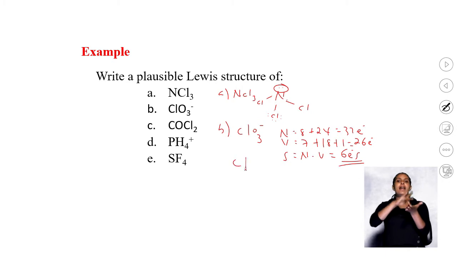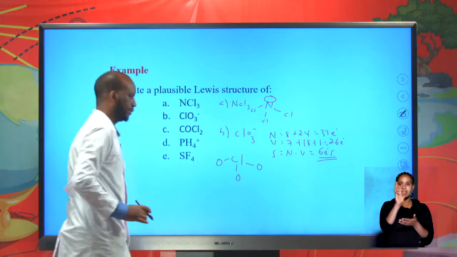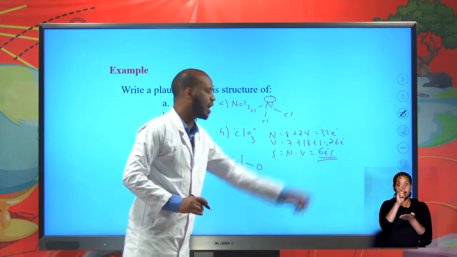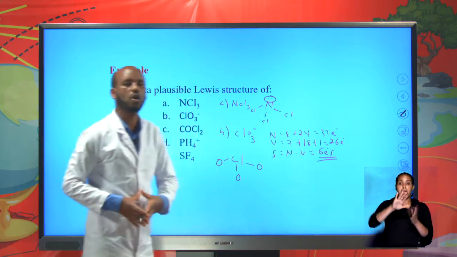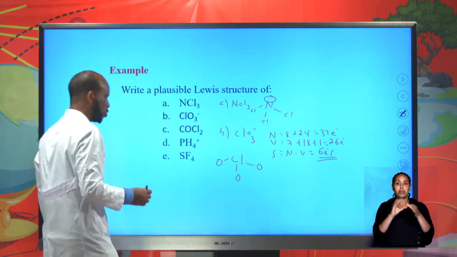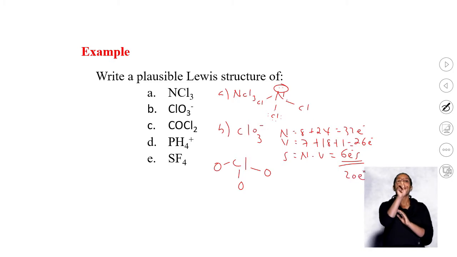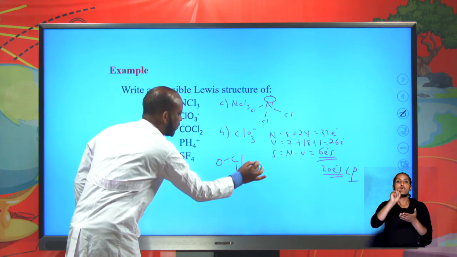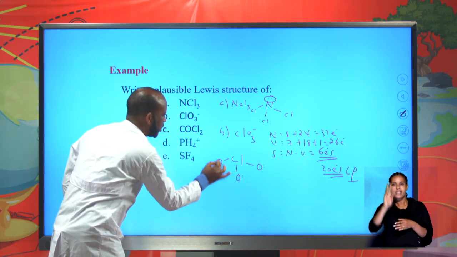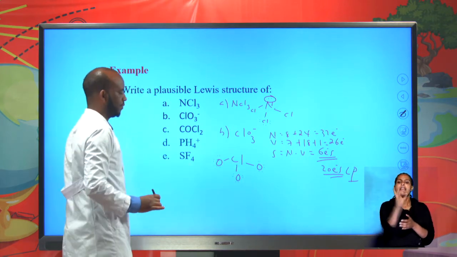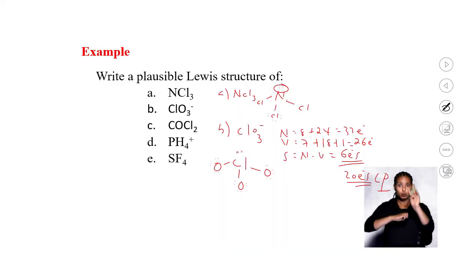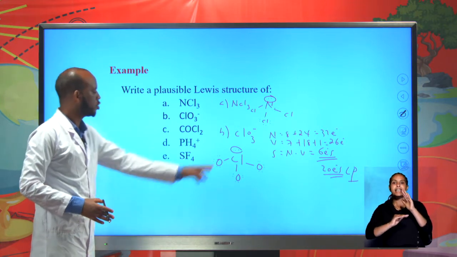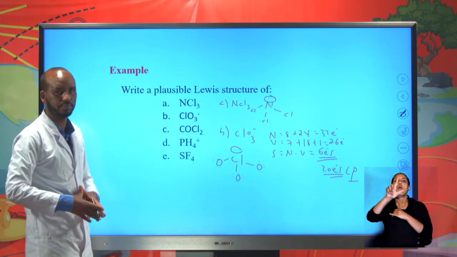Therefore, chlorine is the central atom, and the oxygen atoms are the peripheral atoms. Six electrons are bonding electrons. From the 26 valence electrons, 6 are bonding electrons. The remaining 20 electrons are lone pairs, non-bonding electrons: 26 minus 6 is 20 electrons. Each oxygen needs 6 electrons to have a noble gas electronic configuration: 2, 4, 6, a total of 18 electrons. We are left with 2 electrons, which become a lone pair on chlorine. Therefore, the Lewis structure of ClO3 minus has 3 bonding pairs and 1 lone pair on the central atom.